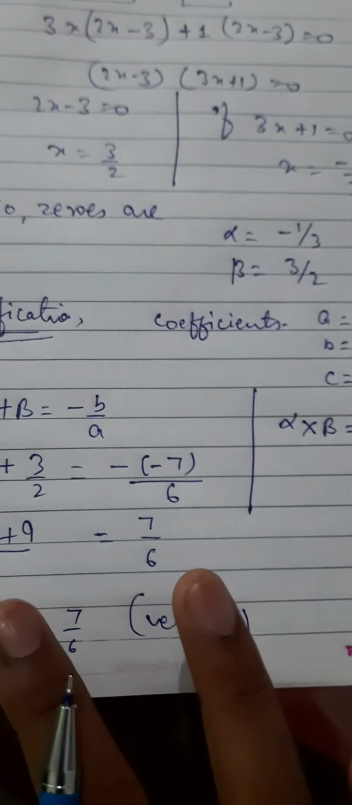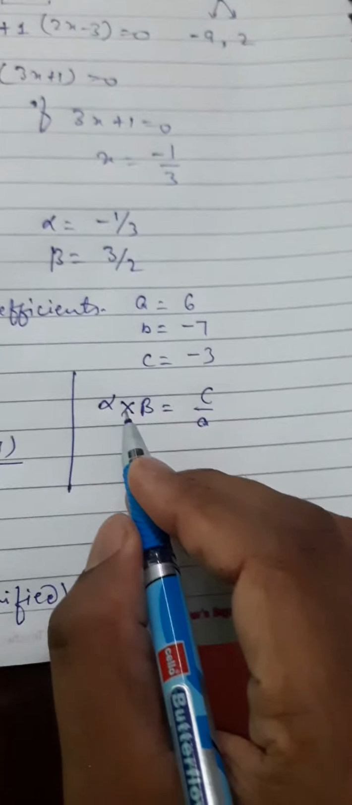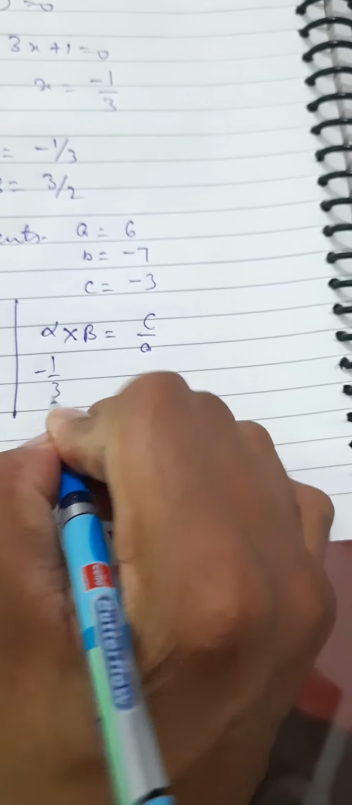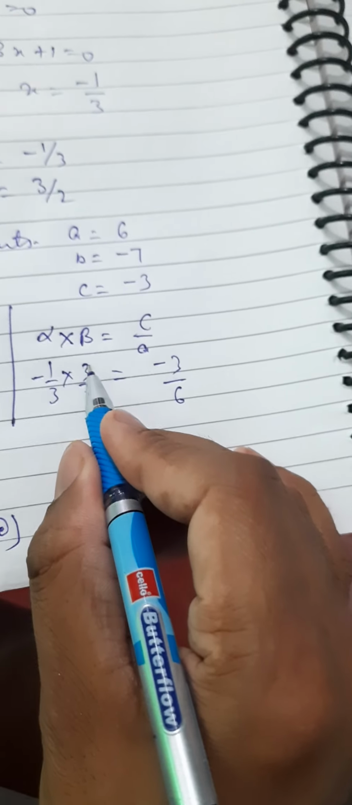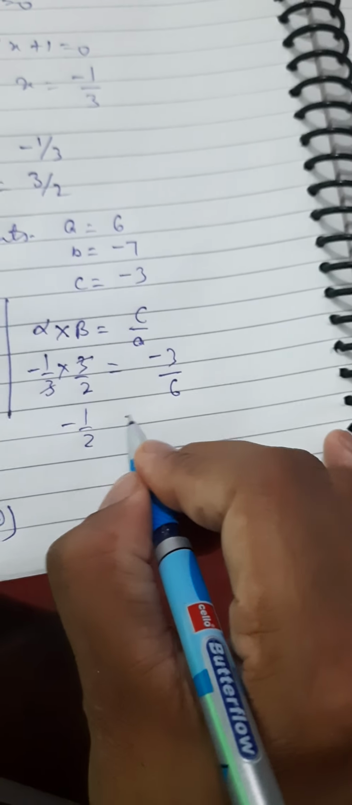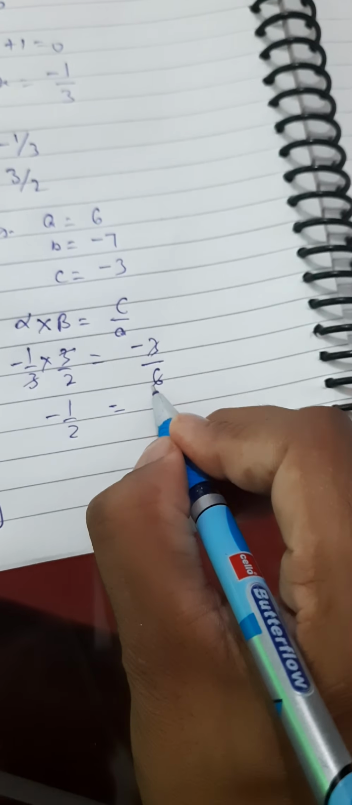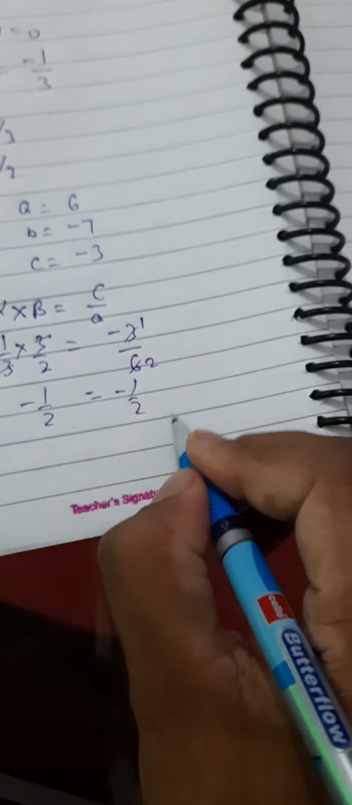Okay, so the first part of verification we have done. Now the product must come equal to C upon A. So alpha value is minus 1 upon 3, beta value 3 upon 2. So minus 1 upon 3 into 3 upon 2 equals C upon A, minus 3, and A value is 6. And in multiplication you can cancel like this. What will remain? Only minus 1 upon 2. And here 3 and 6 we will cut by 3. 3 1s are 3, 3 2s are 6. So minus 1 upon 2. Both are coming the same. So it is verified.